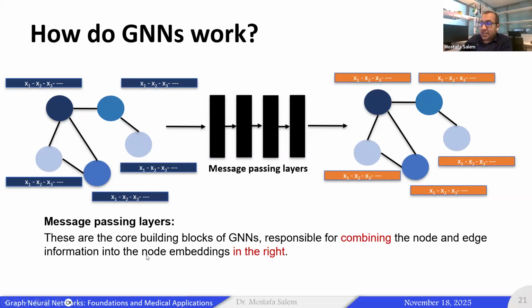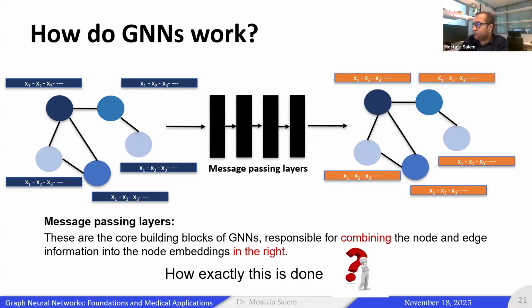So what are the message passing layers? These are the core building blocks of GNN, which are responsible for combining the node and edge information into the node embeddings on the right. Let's see an example of how a message passing layer takes a graph as input and outputs a graph.